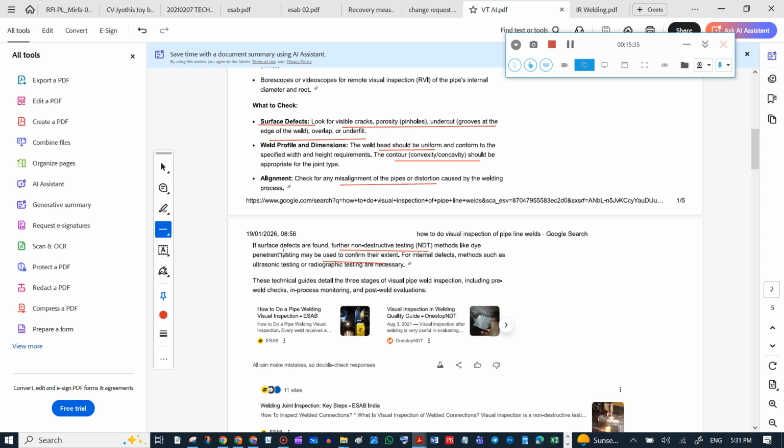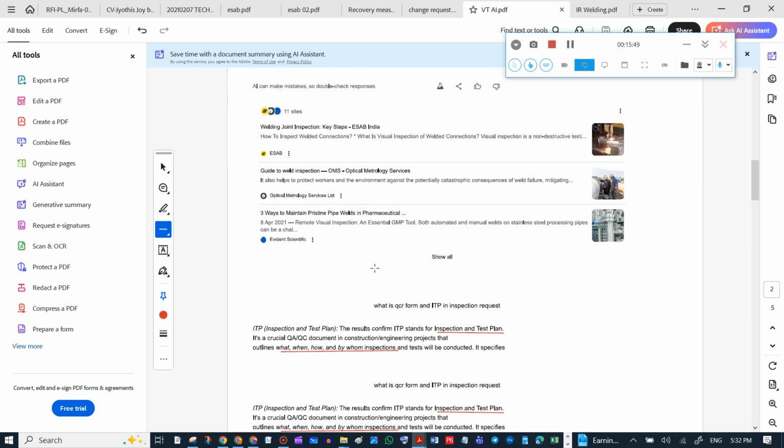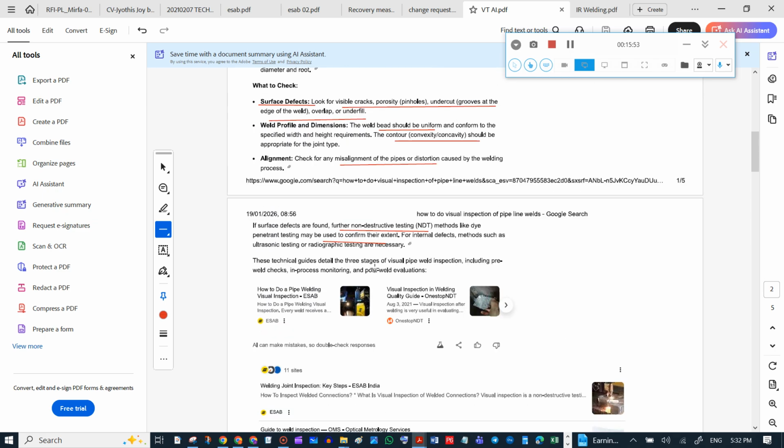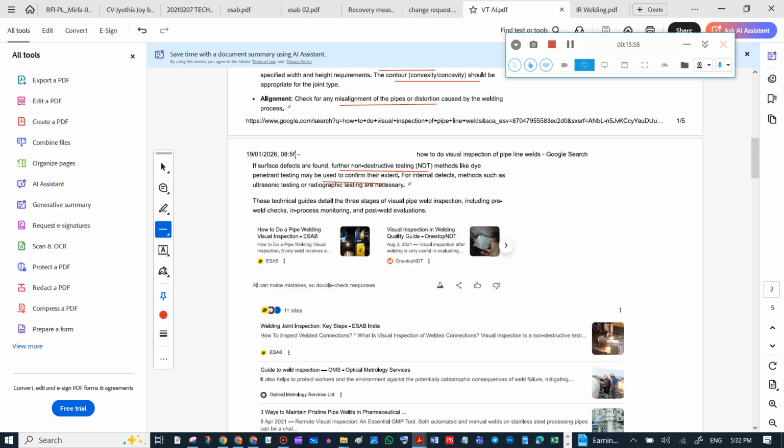If some surface defects are found, further testing like dye penetrant testing or MPT should be used to confirm their extent. For internal dimensions, we have to go with ultrasonic testing or radiography. So that's about this VT analysis.